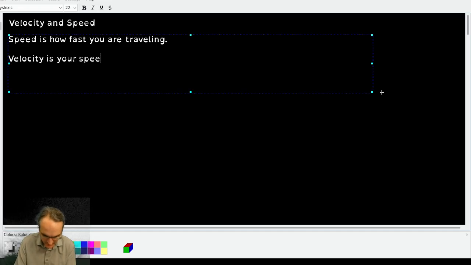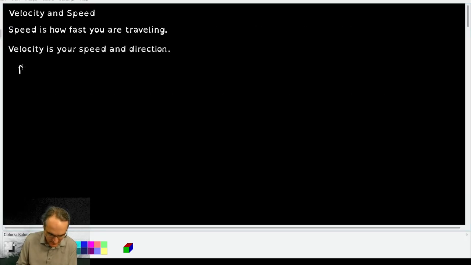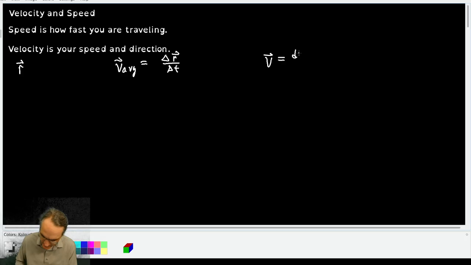And velocity is your speed and direction. If we're talking the mathematics behind it, let's say the position vector is r. That'll make more sense after we cover chapter 4, but for the moment we'll just call it r instead of x or y. Then the average velocity is just found as the change in the position divided by the time, and the instantaneous velocity would be the derivative of the position with respect to time.